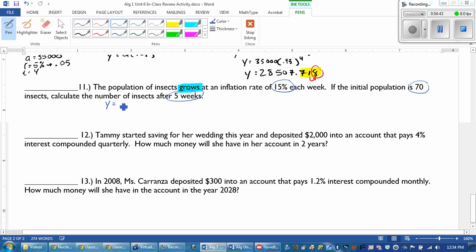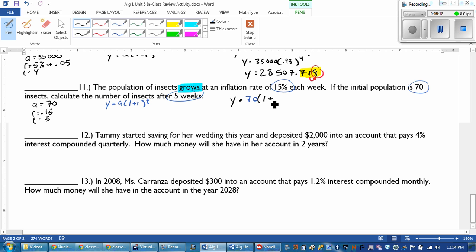The y equals a (1 plus r) to the t power. So a is our amount. How many insects are we starting with? Yeah, we're starting with 70. Our rate is 15%. I'm just writing that as a decimal this time. And then our time is 5 weeks. So let's plug everything in. Our amount is 70.